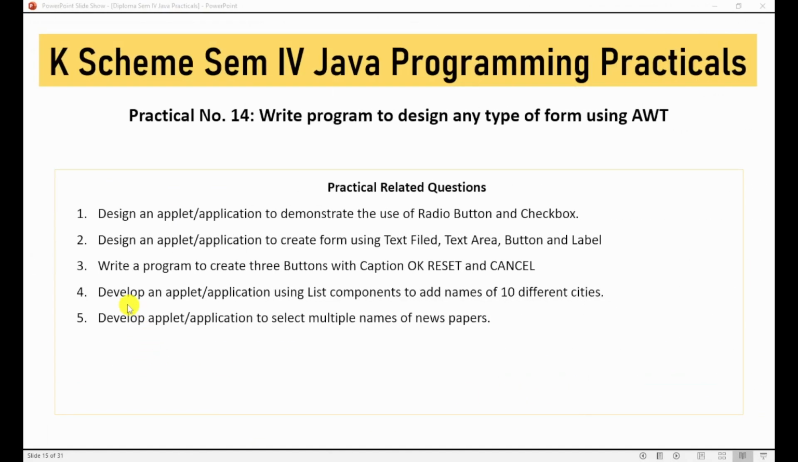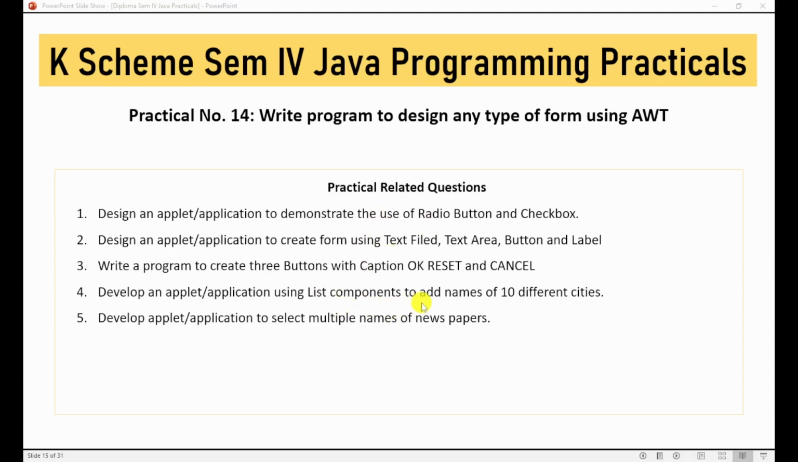Now the next question is, develop and apply our application using list components to add names of 10 different cities. So again we have to see a different component here, which is the list component. What is a list? A list has multiple values, and from those values we will be selecting multiple values or a single value. So this is how it can work as a checkbox as well as radio buttons, but it will be displayed as a list. It will not display separate values. It will display all the values inside a single list.